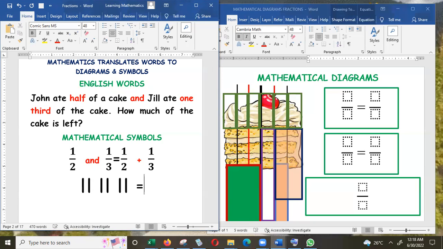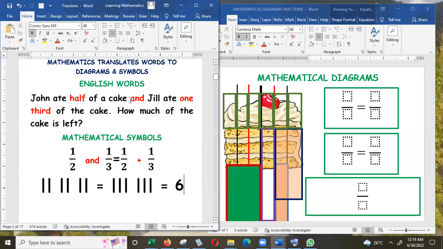This is the same as, in value, 2 groups of 3. 1 group of 3 and 2 groups of 3. That's 6 also. So we're looking for the number 6. That's the lowest common multiple of 2 and 3. So in the number 6, you can get 3 groups of 2, and you can also get 2 groups of 3. So here now, we know that mathematics also translates words to diagrams.